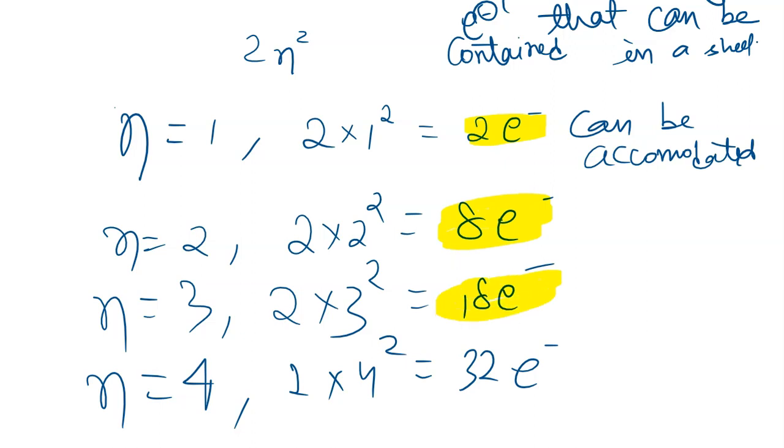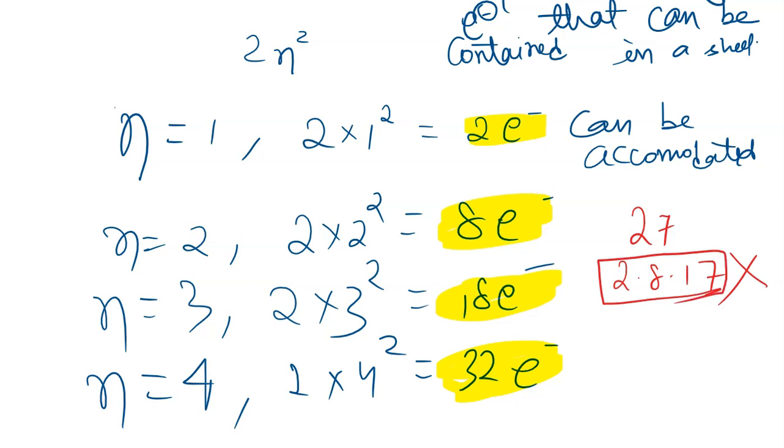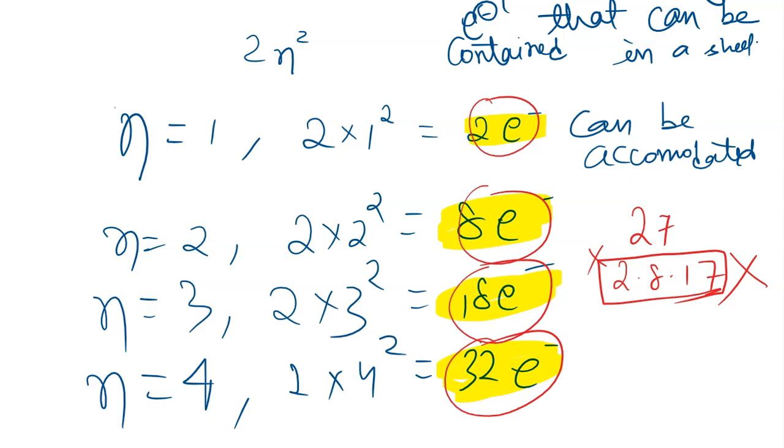It's not necessary that if we have 27 electrons in an atom, their arrangement will be 2, 8, 17. It's not right. There are rules to write down the electronic configuration, rules to distribute the electrons. Electronic configuration is a different thing. But Bohr said that these are the numbers of electrons which could be accommodated, that means at max these could be present in these shells.